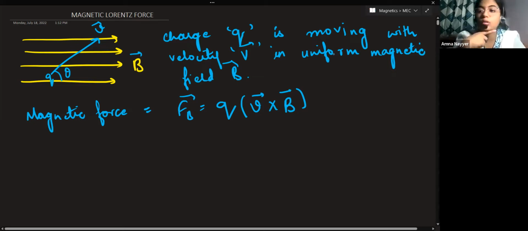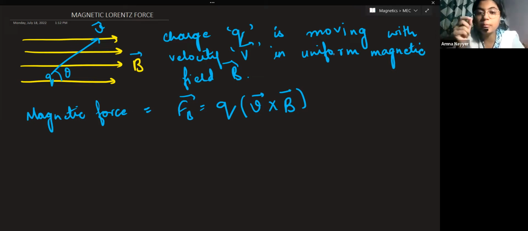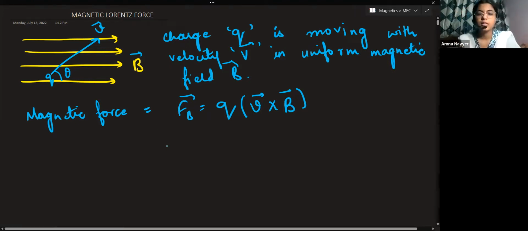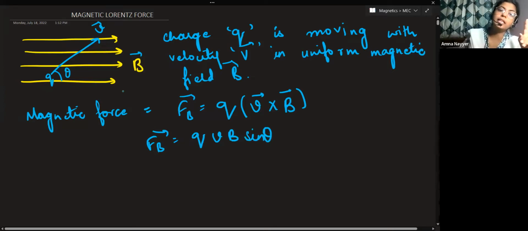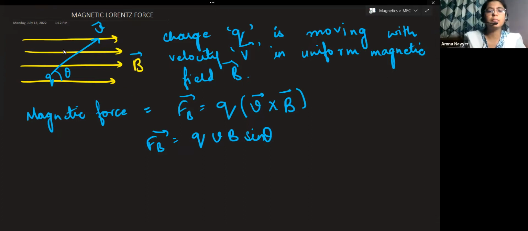Remember in torque also we did it, P cross E, that meant PE sin theta. So here also q V cross B is there, so magnitude of V, magnitude of B, and sin theta will come. So FB becomes qVB sin theta. Theta is again the angle between velocity and the magnetic field. Now, this we'll be seeing.